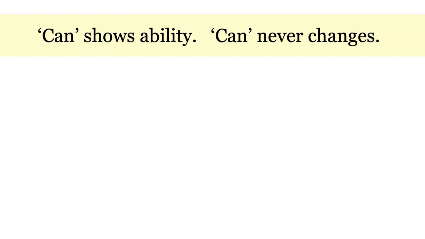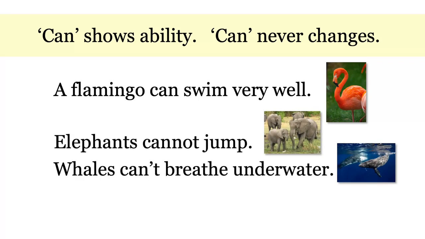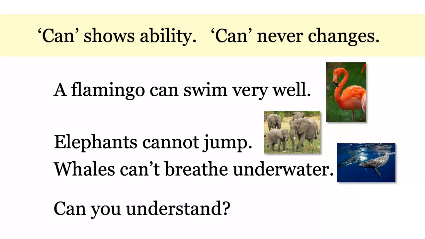Can shows ability and can never changes. So now you can say sentences like, a flamingo can swim very well. Elephants cannot jump. Whales can't breathe underwater. Can you understand? I hope so.